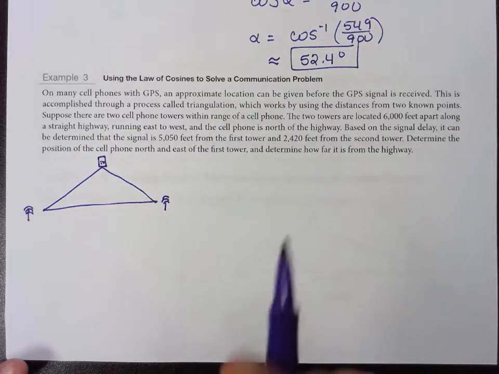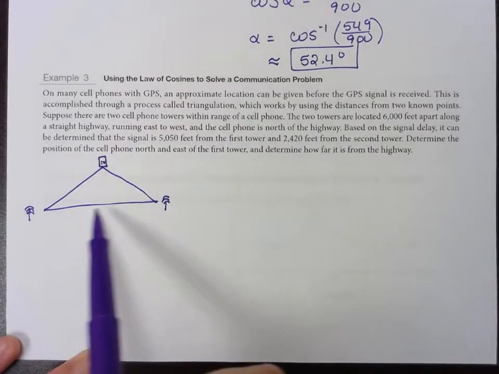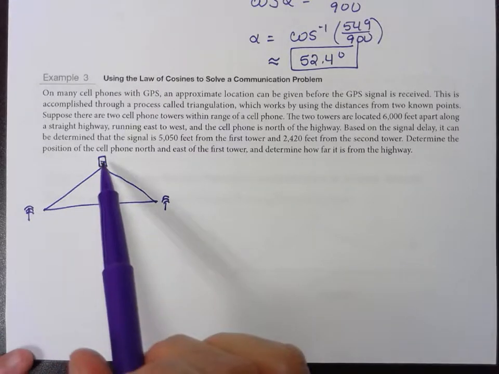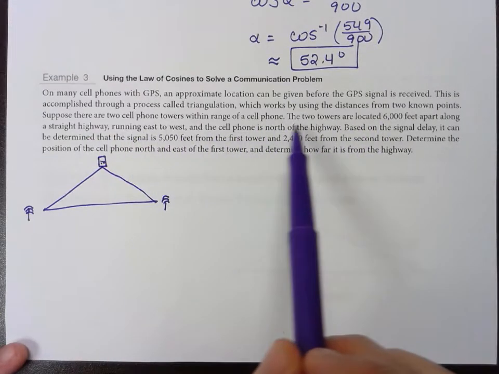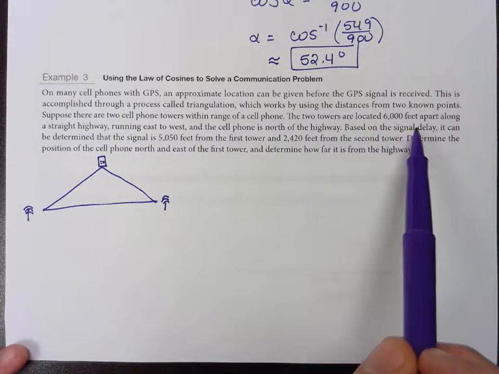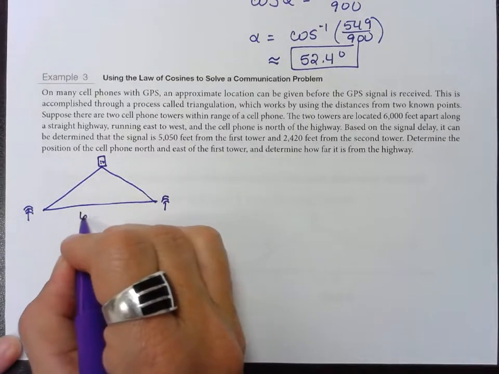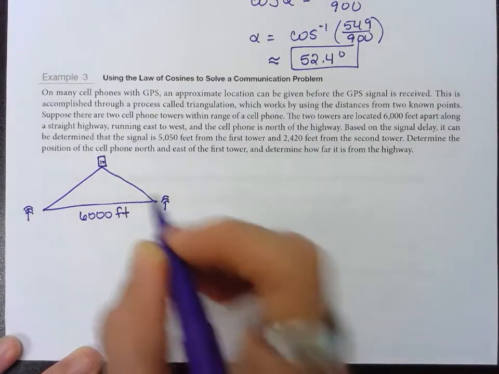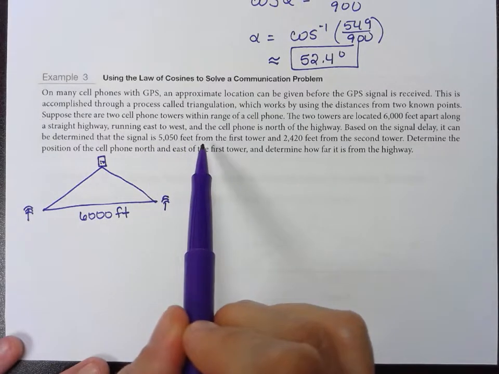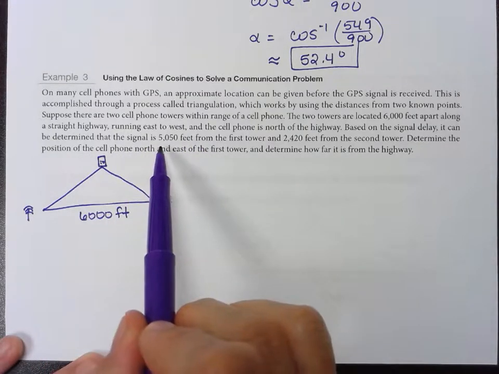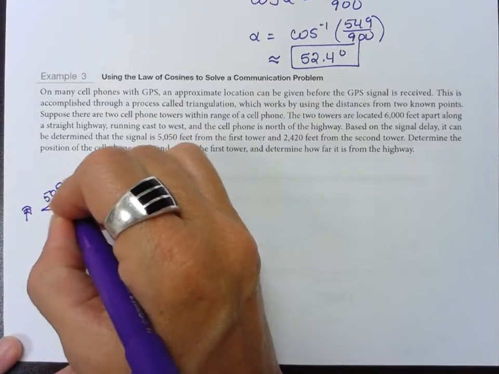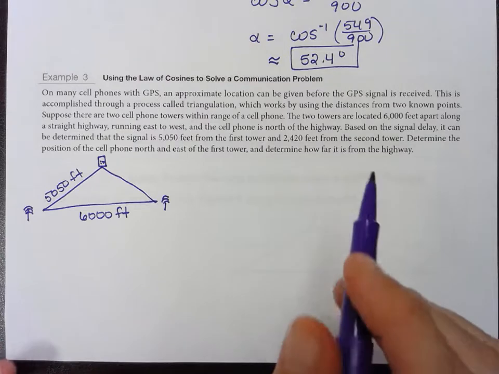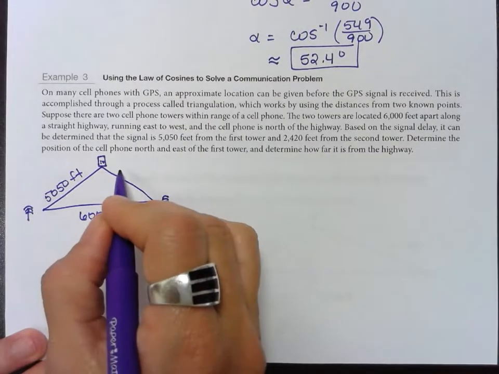All right, so what else do we know? They said that this is east to west and that the cell phone is north of the highway. So that's why I need to draw the cell phone up here. The two towers are 6,000 feet apart along a straight highway, so this one is 6,000 feet. The signal is 5,050 feet from the first tower and 2,040 feet from the second tower.